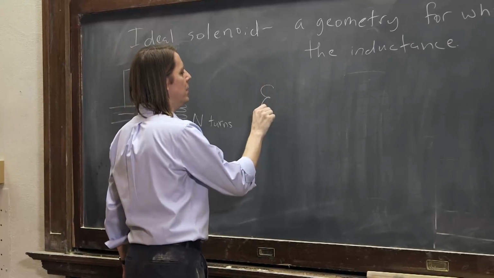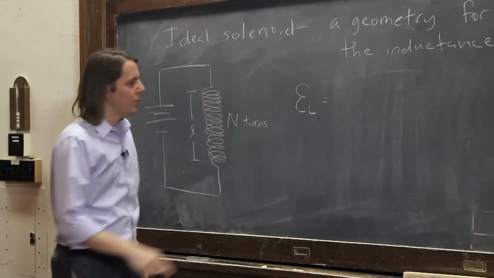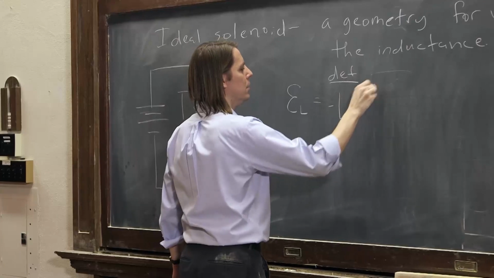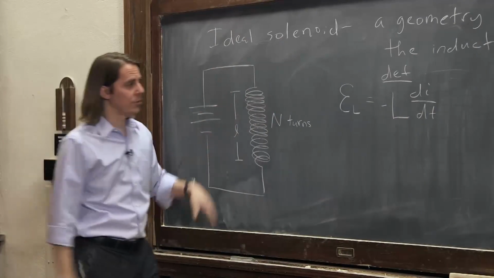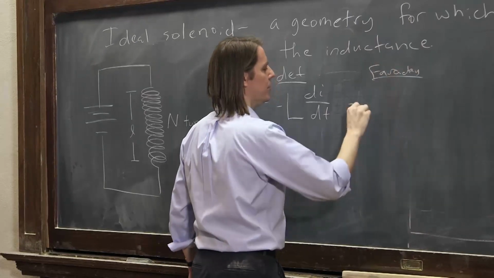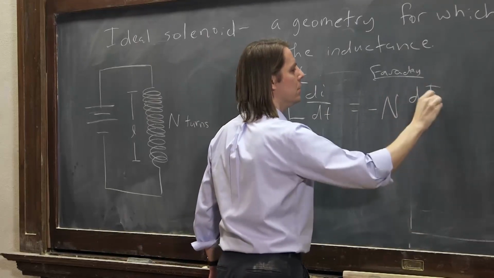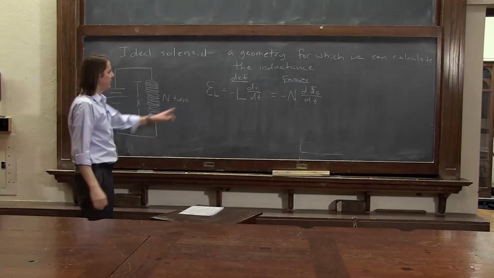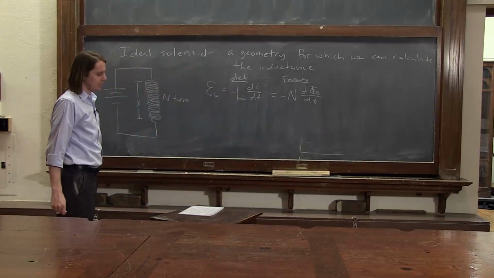So we need our equation for the back EMF created in the solenoid. So we have our definition. It's minus L di dt. But since this is a well-defined geometry, we also can do it from Faraday's law, where it's minus N, total number of turns, d phi B dt. Both of those are true. This one's treating it as just an unknown circuit element. This one is treating it with Faraday's law of induction.